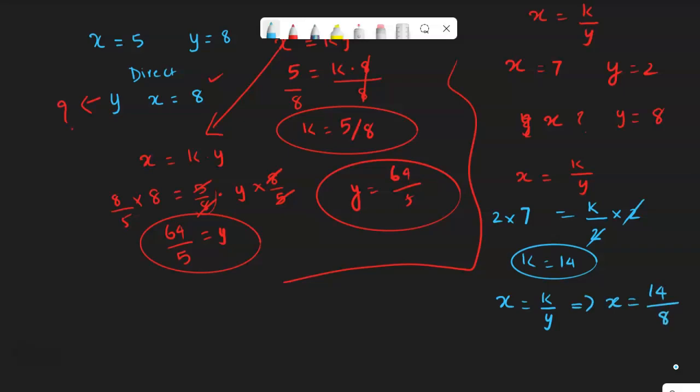If you need, you can stop at this point. Otherwise, you can simplify this again. I'm completing that simplification here. x is equal to 14, which can be written as 7 times 2, and 8 can be written as 4 times 2. You can cancel the common terms. So the leftover is x is equal to 7/4. I hope this makes sense.